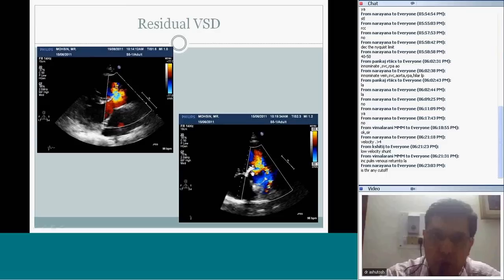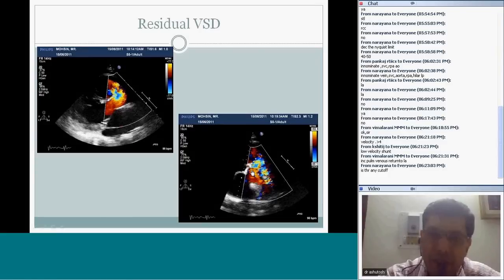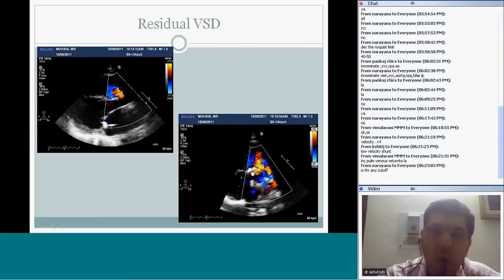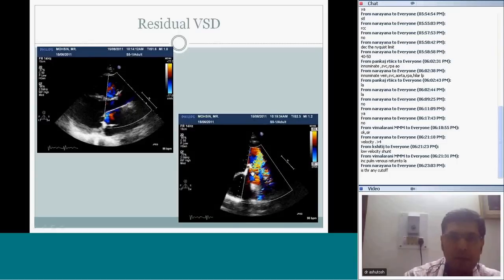This is a video showing a large, significant residual VSD in a patient who has been operated. You can see a dilated LA and LV, and there is a big shunt and patch dehiscence in the outlet septum.